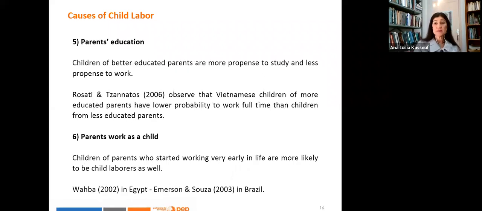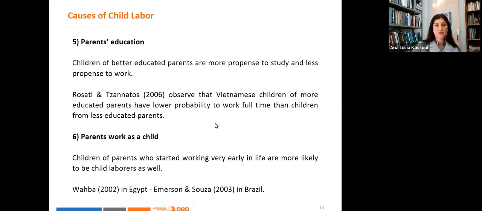One very important variable also is parents' education. It's very clear that if you have parents with higher education, the probability that their kids do not work and go to school is higher. And mainly mother's education, more than father's education, has a higher impact. This paper by Rosati and Tzannatos observed that in Vietnam, children with more educated parents have a lower probability to work full-time than children of less educated parents.